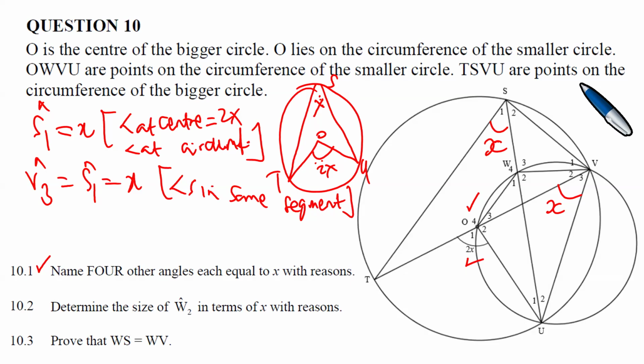Okay, because remember we're practicing. I can give you one more. This is like a game. Now this O is the center of the bigger circle, so here is the bigger circle, and this line from the center to the circumference is called the radius. And therefore this here and this here would give us exactly x.